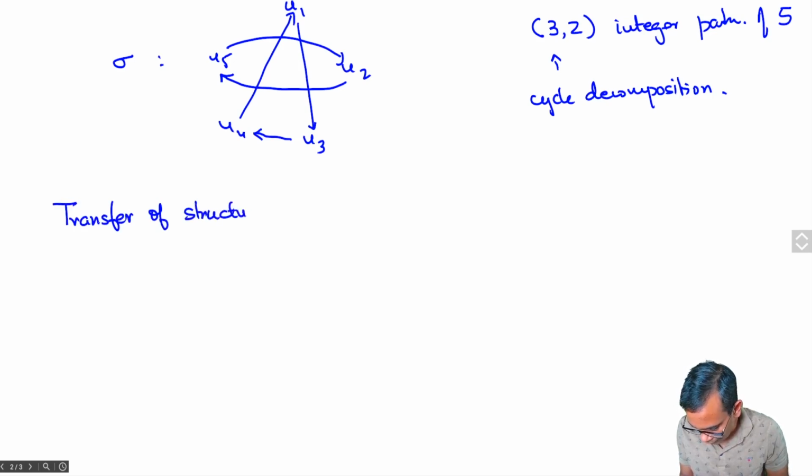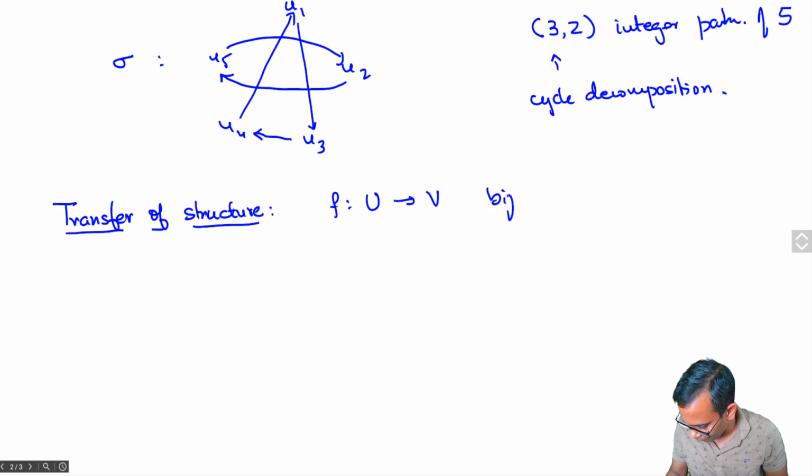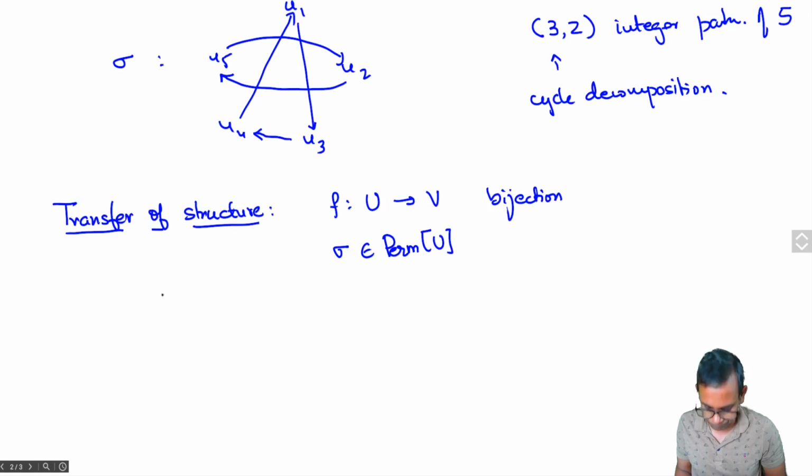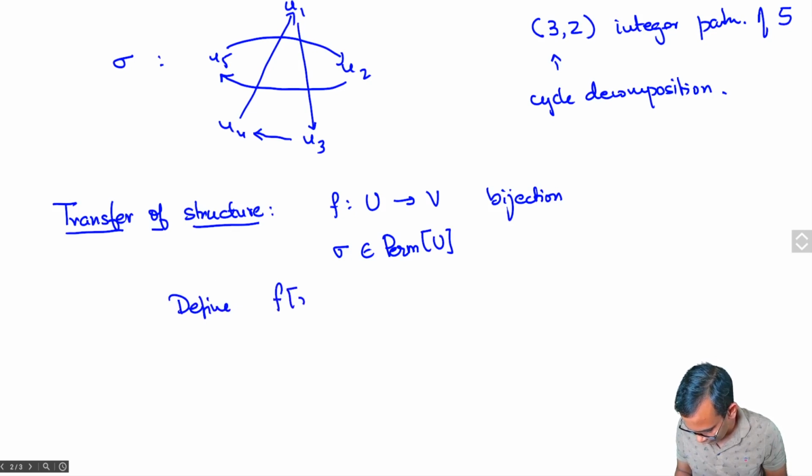So suppose you have two finite sets U and V, and you have a bijection f from U to V. And suppose you have sigma, a permutation of U. Then it's possible to transfer sigma to V. I'll call it f sigma. So it's the transfer of sigma from U to V using f.